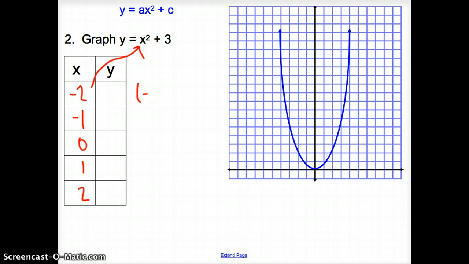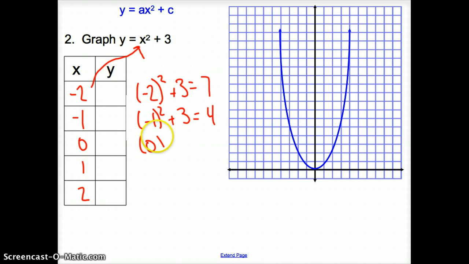So I get -2. I'm going to square that, plus 3. So -2 squared is 4, plus 3 is 7. Then I'm going to square negative 1 and still add 3 to it. So it's negative 1 squared, which is positive 1, plus 3 is 4.